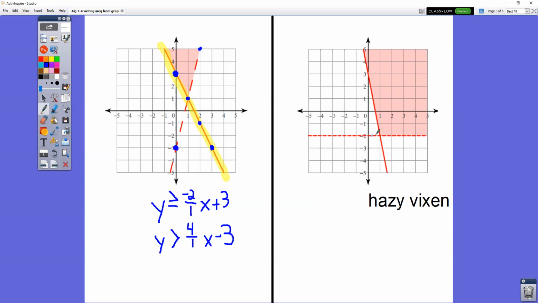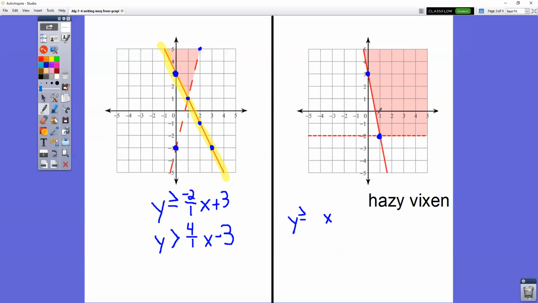For the second one, let's take a look at our slanted line first, all right, before we get into hazy vixen here. Now, with our slanted line, I can see that I'm shading above the line, so it's going to be greater than or equal to, and it's a solid line. Now, I want to take a look at where the line crosses the background grid. It crosses it right there, and then not until down here. Those are the only two places on this graph where this slanted line crosses the background grid.